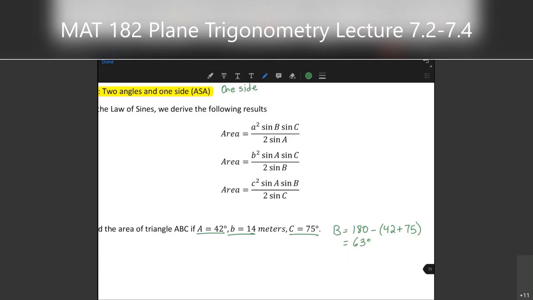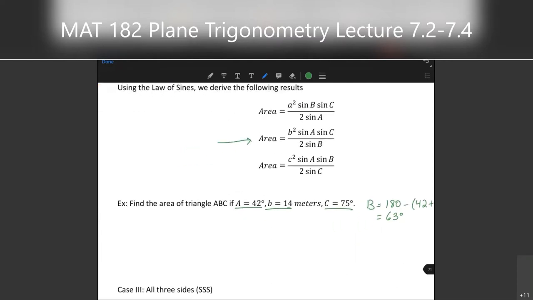Okay, so now we have ABC and we have side length B. It looks like only one of these formulas is going to be necessarily helpful for us, and that would be the second one. So that works with side length B. So let's set up the area here.